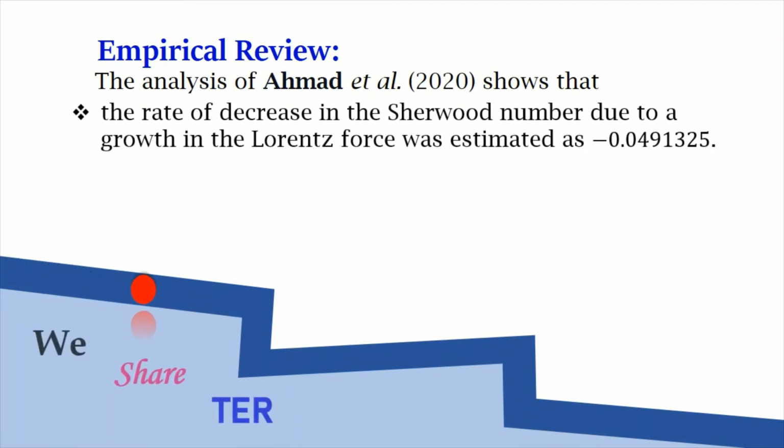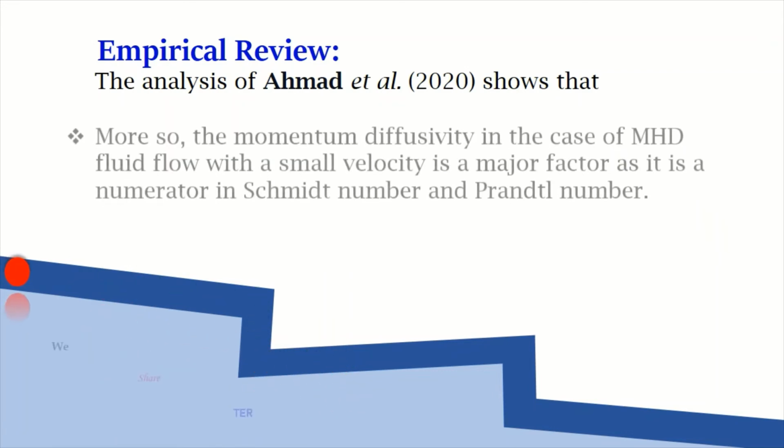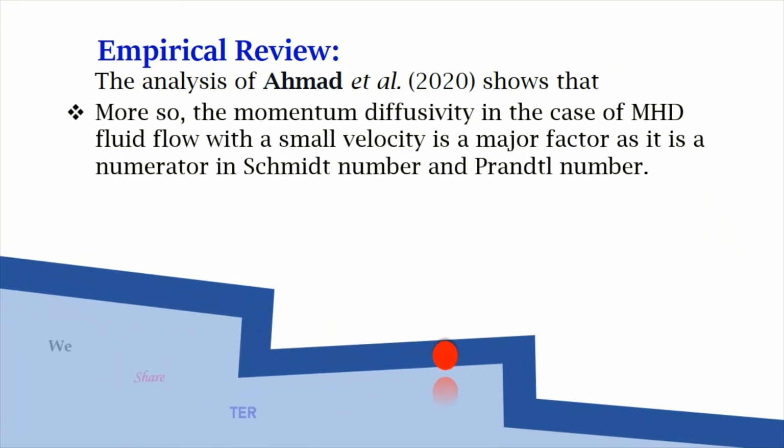The rate of decrease in the Sherwood number due to a growth in the Lorentz force was estimated as 0.0491325. When the velocity is minimal, there is sufficient time for the fluid's molecules to absorb the heat energy, thus capable to cause a decline in the rate of heat and mass transfer across the fluid owing to higher Lorentz force. More so, the momentum diffusivity in the case of MHD fluid flow with a small velocity is a major factor, as it is a numerator in Schmidt number and Prandtl number.